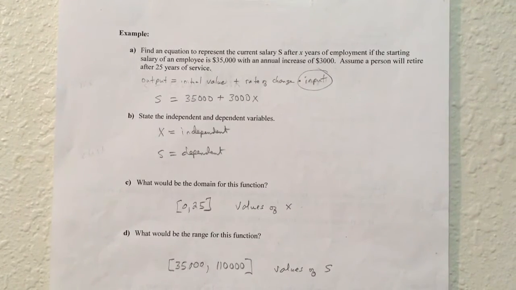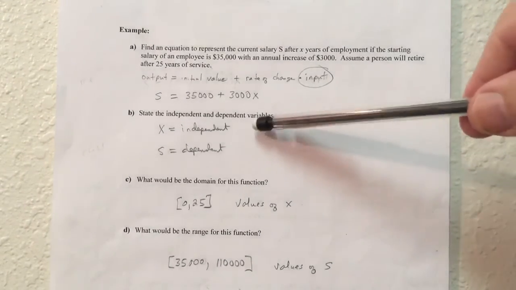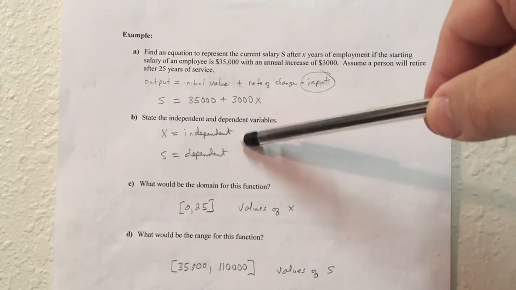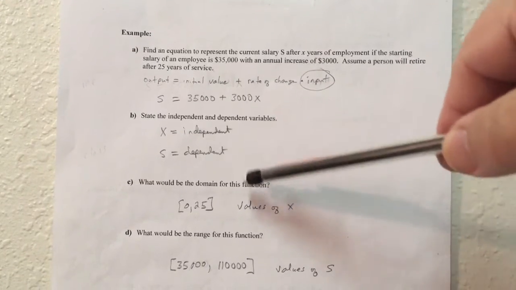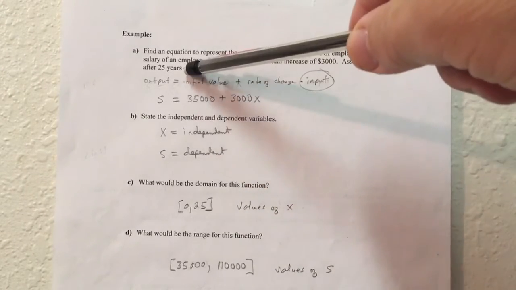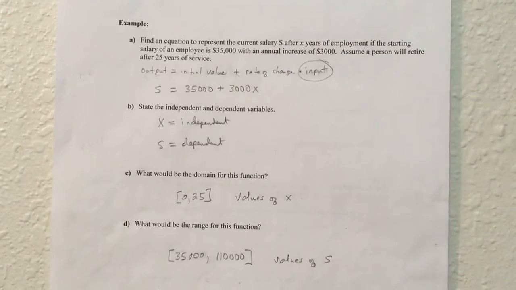In part B, you're asked to state the independent and dependent variables. Well, the independent variable is the input variable, and the input variable in this case is X. So X is the independent variable. The dependent variable is the output variable, and the output variable is S in this case, so S is the dependent variable.